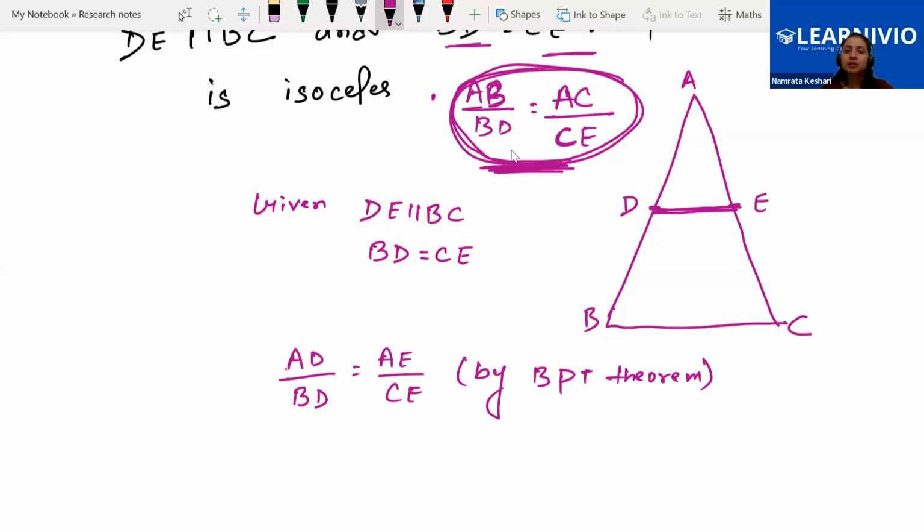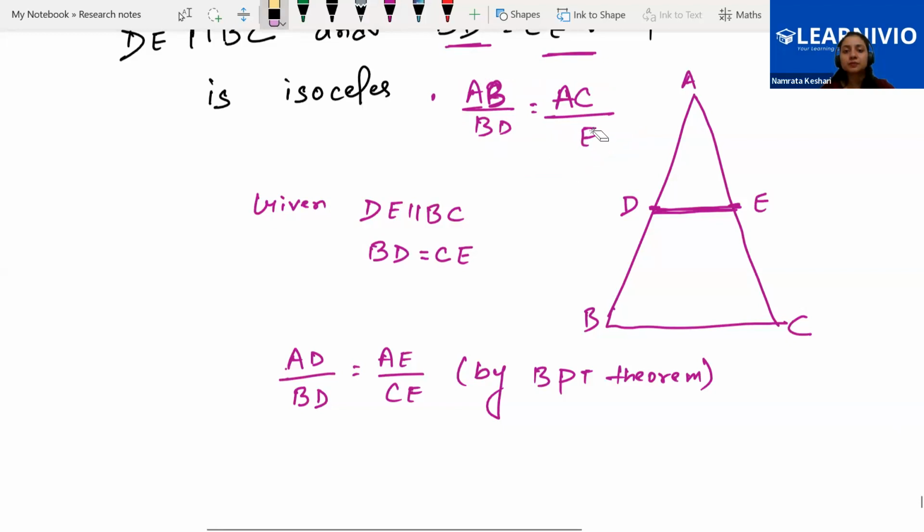Try making this one. If you will be able to make this one, if you can recall, then we will be done. Denominators are the same. We can say numerator will also be the same. We add one to it and then do it? Exactly. By adding one. Okay. By adding one on both sides, we will be able to make AB and AC in the numerators. Let's make it, by adding one on both sides.